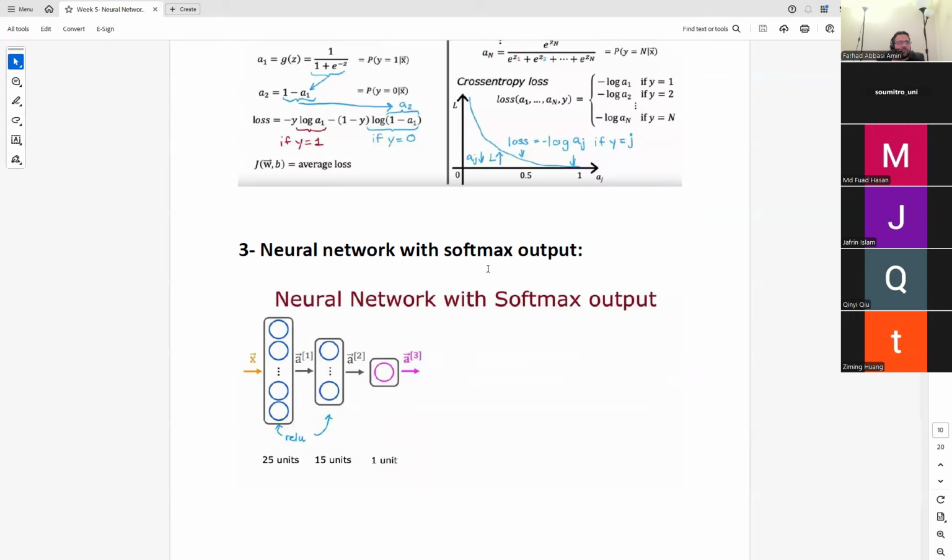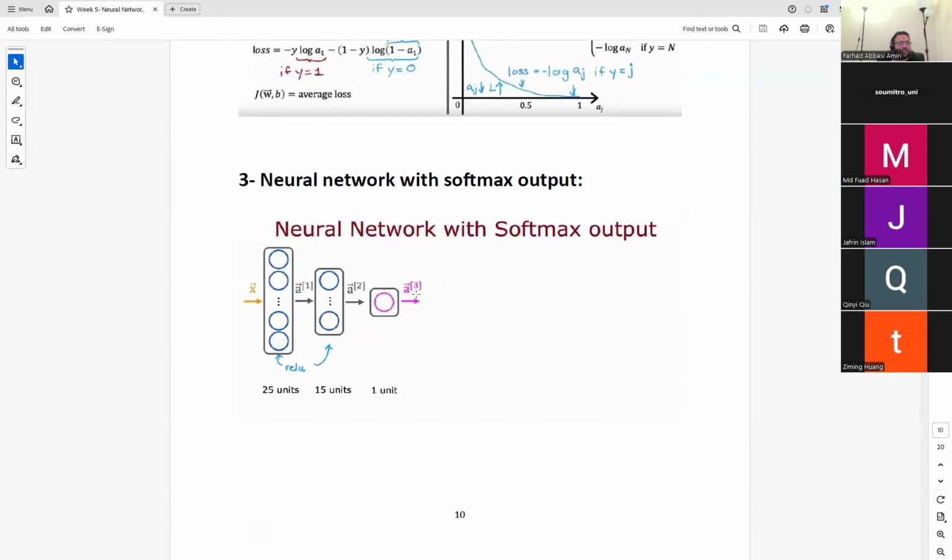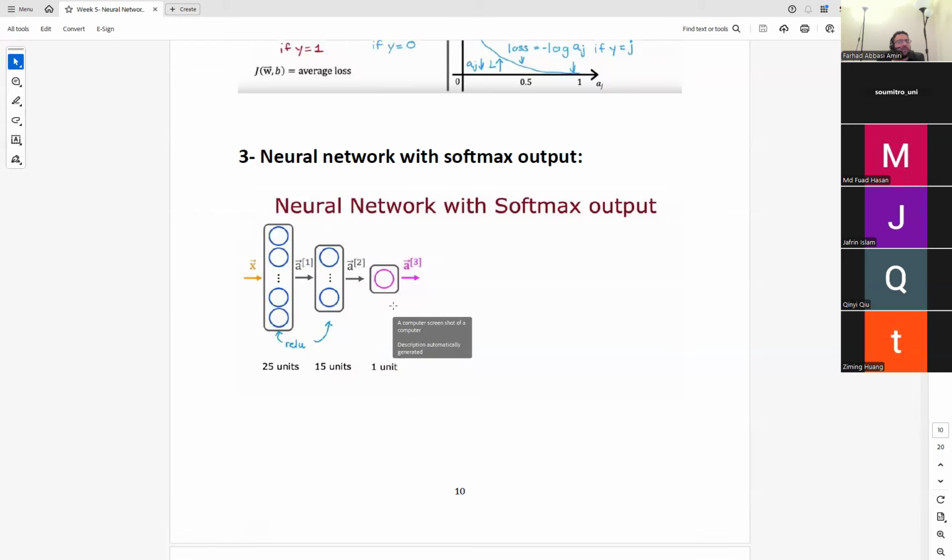So, neural network with softmax output. For example, this is again the structure of your neural network with 2 hidden layers and 1 output layer. As you remember, as an important piece of advice, for the hidden layers we just use the ReLU activation function. But now here, for the output layer, we're going to use softmax output if you're working on multi-class classification.